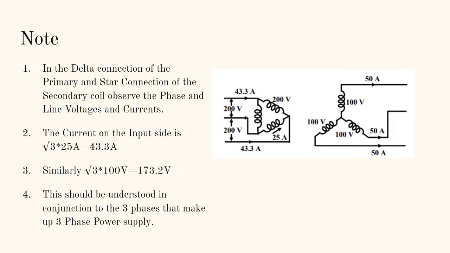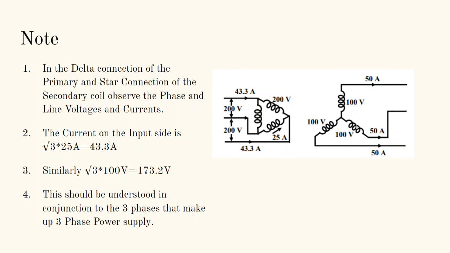Let's look at a similar configuration where the primary is delta connected and secondary is star connected. Now the primary current we see is 25 amps, based on our 5 kVA calculations. But looking at the line current on my input, it will be 43.3 amps, which is root 3 times 25. Similarly, on my secondary, I see 100 volts per phase, and root 3 times 100 would be 173.2 volts, which is what I measure between this line and this line on my secondary. So this is a simple understanding of how voltages and currents are combined in a delta circuit.